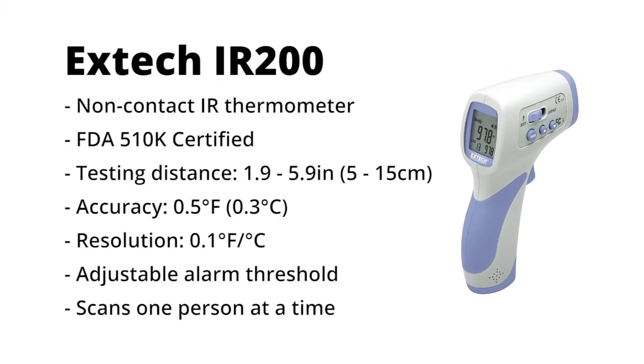The IR200 is a non-contact tool, but optimum measurement distance is between 1.9 and 5.9 inches. That means users will still need to be in close proximity to obtain an accurate reading.